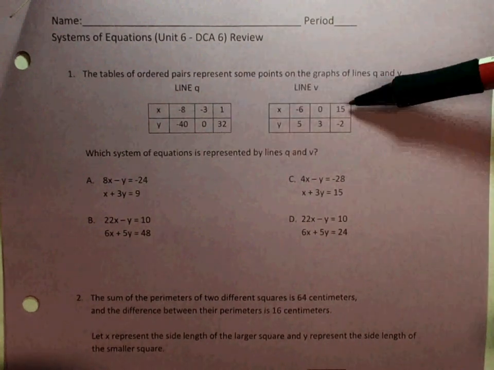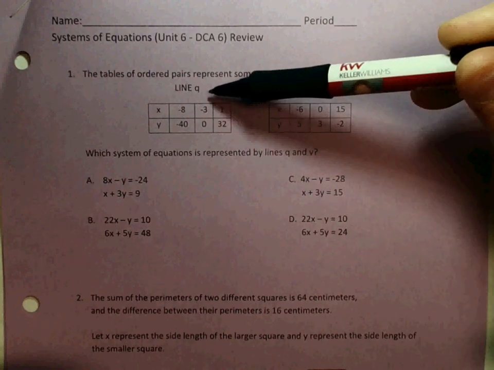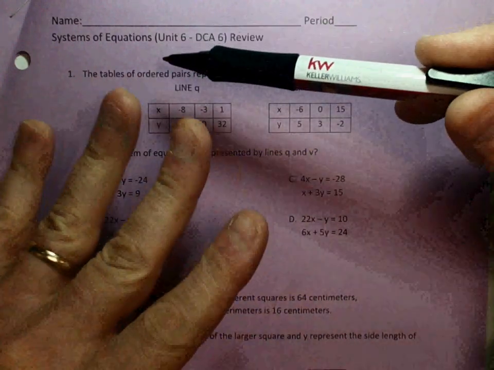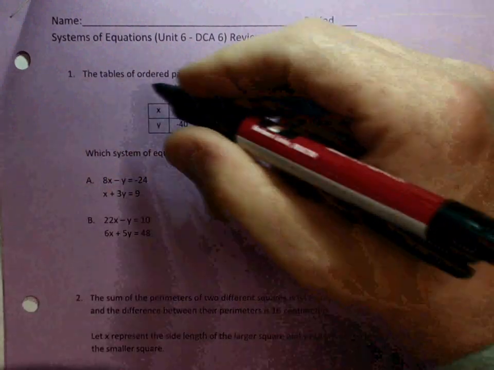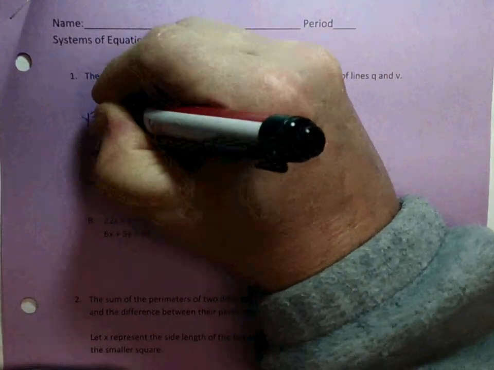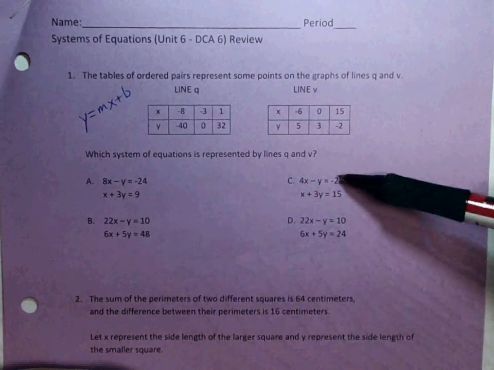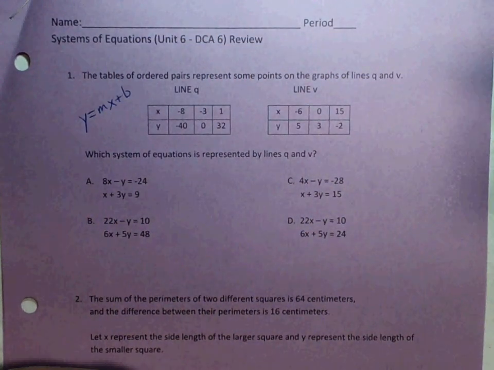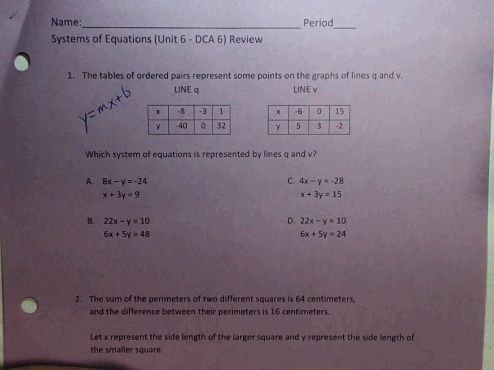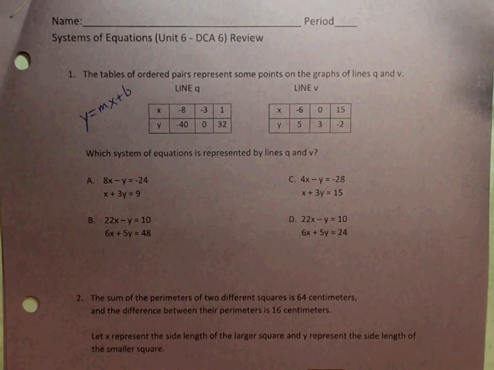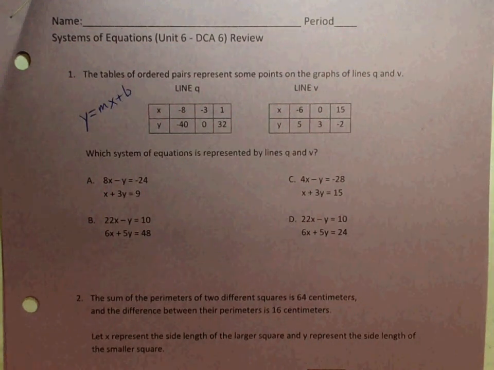There are several ways you can do this one. You can do a regression for each of these lines. The only problem is that the regressions give you the answers in slope-intercept form, and all these guys down here are in standard form. So either way you go, you're going to have to do some type of solving for y. So you know how to do a regression, hopefully.